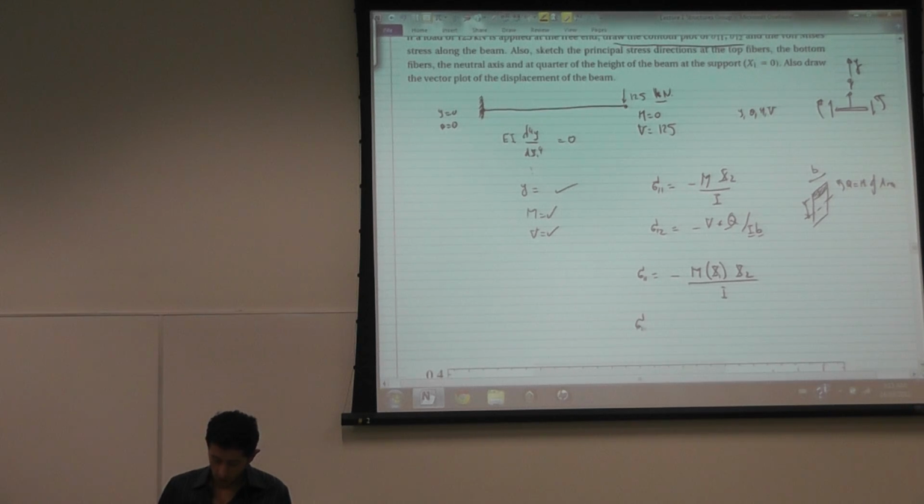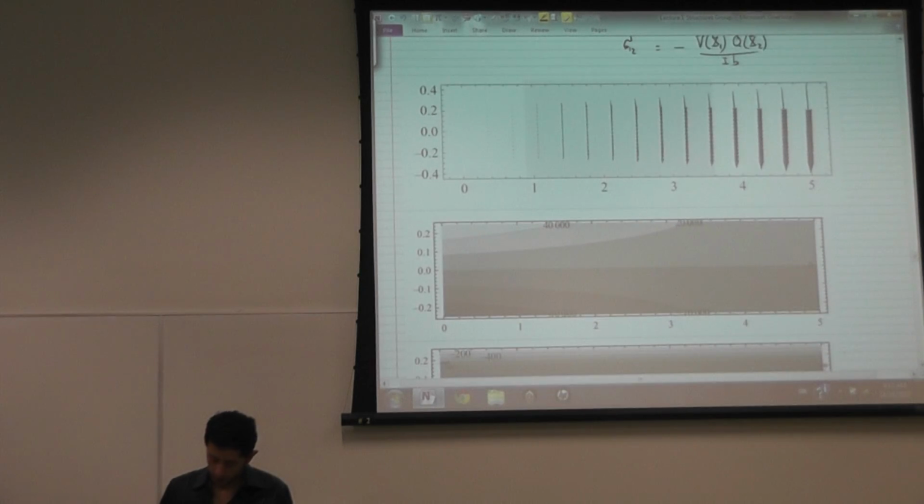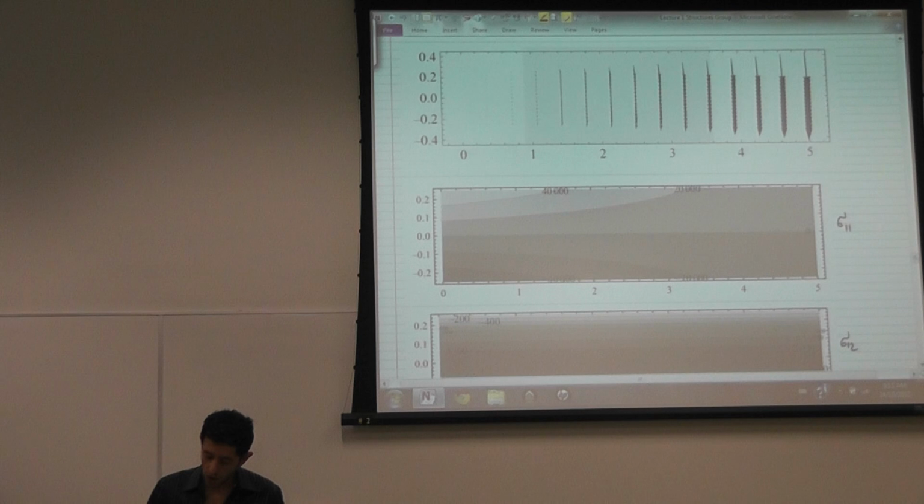What about sigma on 2? V is also a function of X1, and Q is a function of X2 divided by IB. Again, function of X1 and function of X2. Both are function of X1 and function of X2. You get a distribution of the stress. This is sigma on 1, and this is sigma on 2. This is the displacement function, or the displacement vector of the beam.